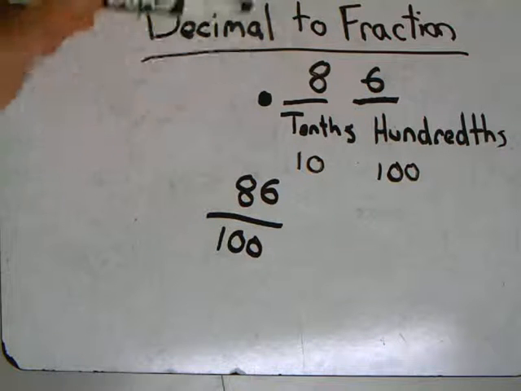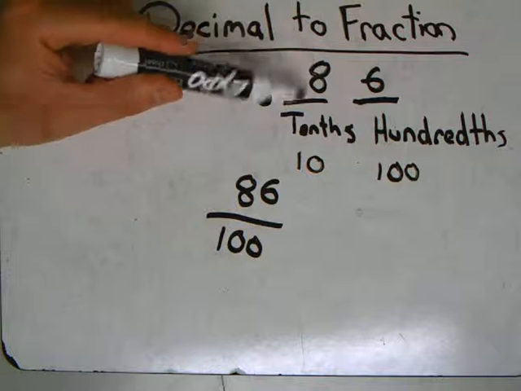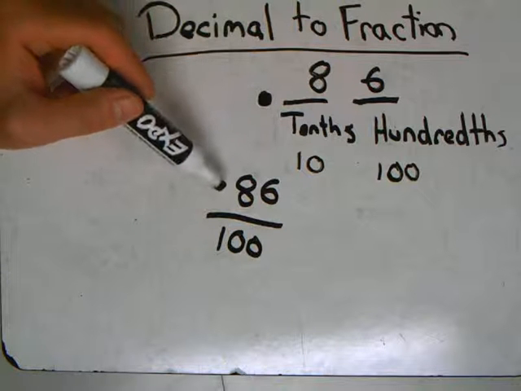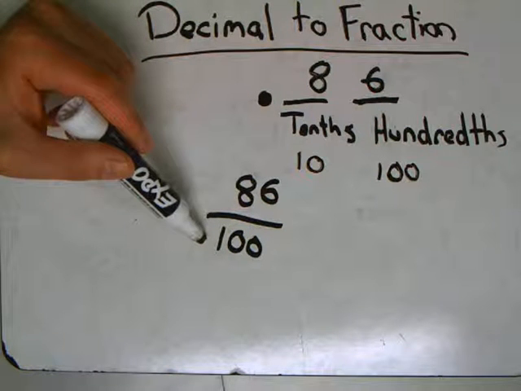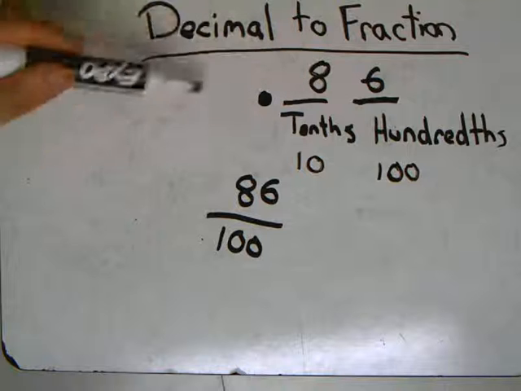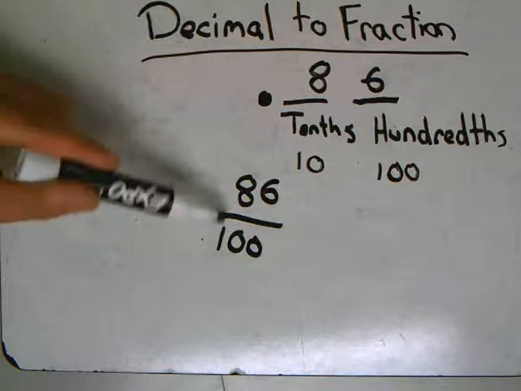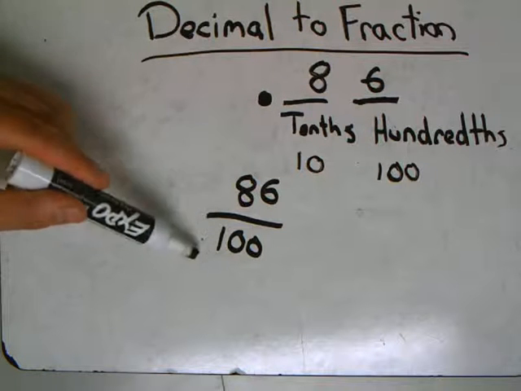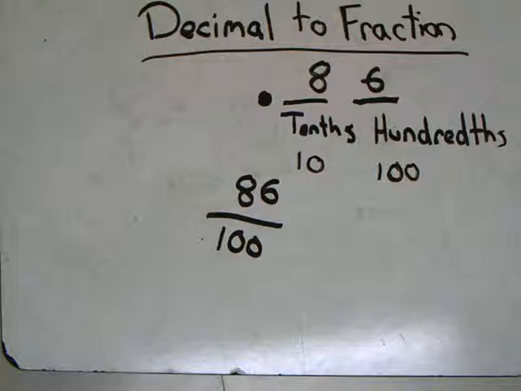I just wrote the decimal 86 hundredths in fraction form. It's the numerator 86 and the denominator 100. 86 hundredths is how you say the decimal, and 86 over 100, or 86 hundredths, is how you say the fraction. Let's go ahead and try a different one.